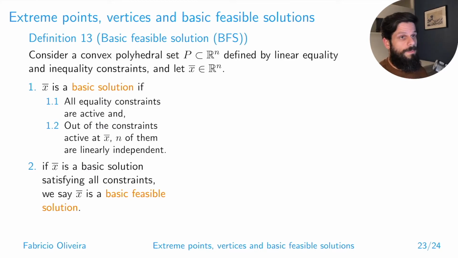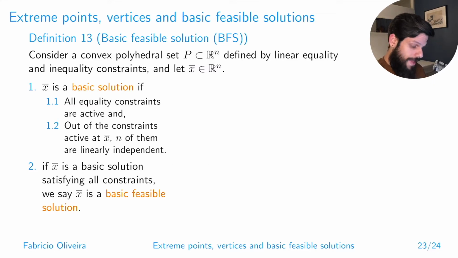But let's first do a proper definition of what it means to be a basic feasible solution. As you might suspect, a basic feasible solution is a basic solution that is feasible. And that's exactly what is in this definition right here. So consider the convex polyhedral set P, and it's defined by the linear inequalities and equalities with those sets M1, M2, M3, for example. And let this x bar be a reference point, okay?